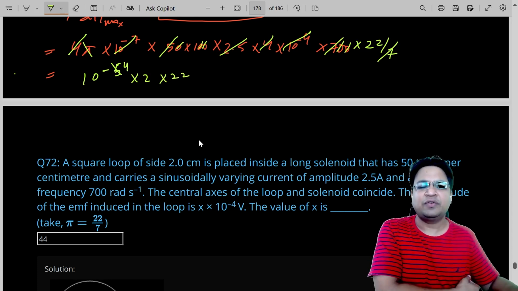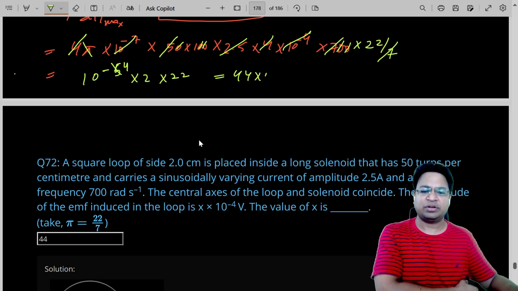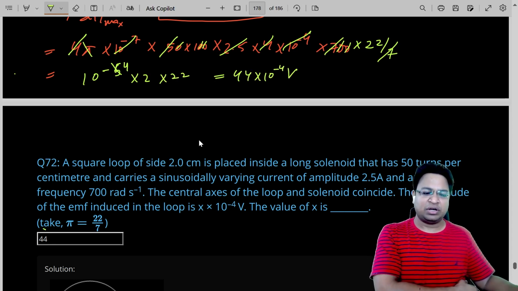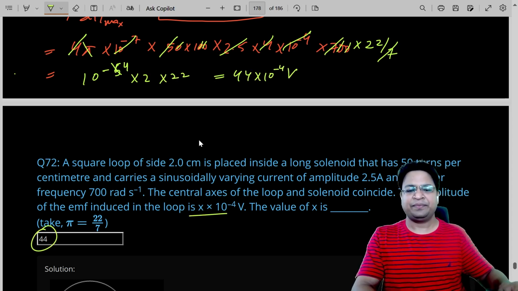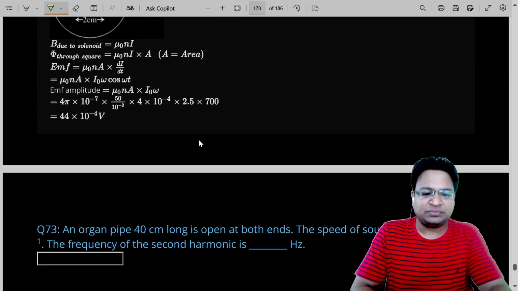So 44 into 10 raised to power minus 4 volt. So 44 is the answer here. Okay, 44 is the answer.